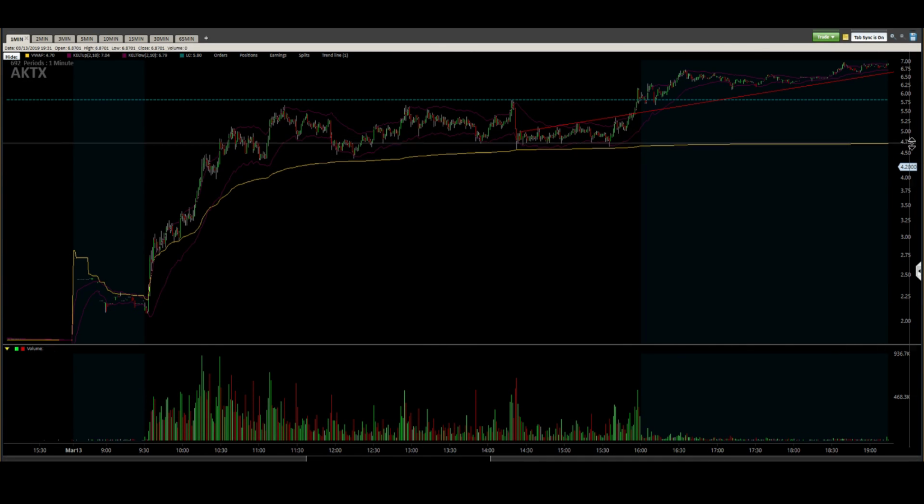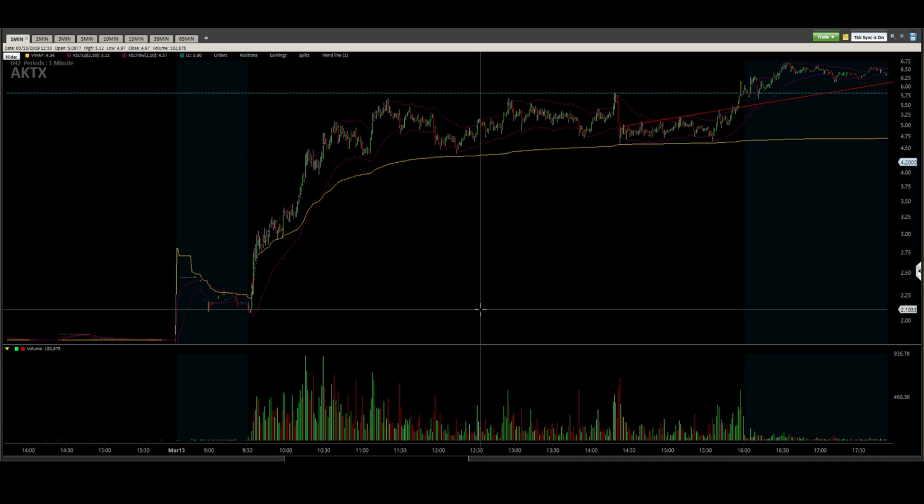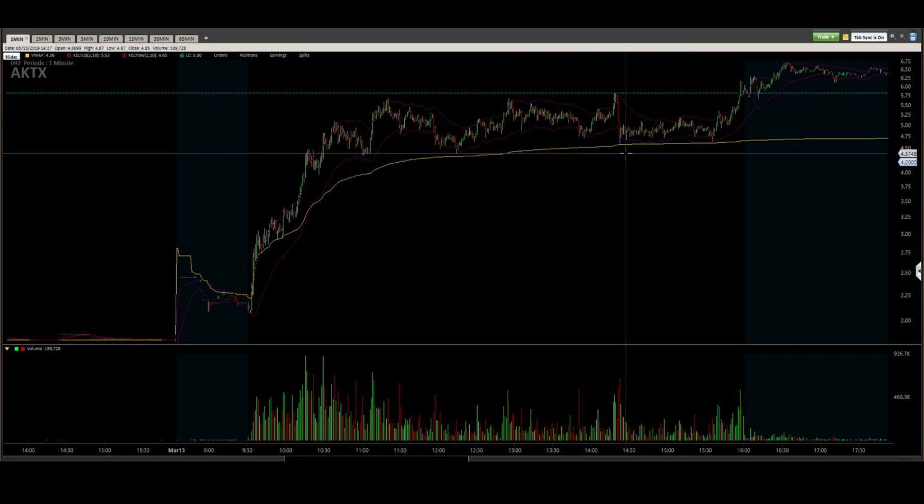Don't worry about the next day. We'll get to the next day. I just want to focus on what it did this day right here. This is how you plot out your lines for the next day as well, and trade off of those lines that the stock did the previous day.